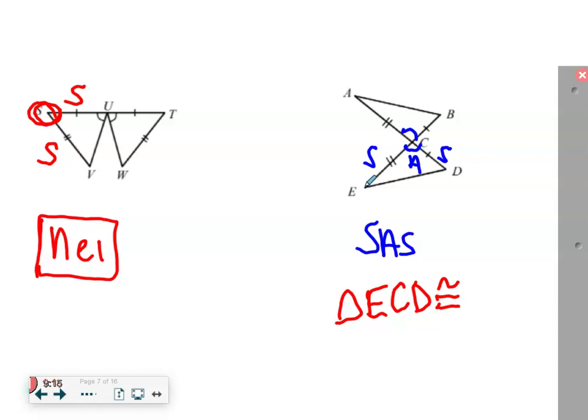Okay. Well, that's a little better. We'll keep practicing. So it's not congruent. Not enough information. Okay, what matches E on the top triangle? A. What matches C? B. Okay.